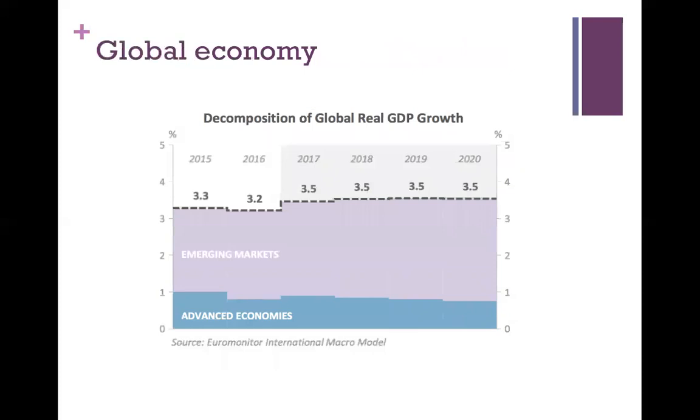So a bit more information about the global economy. Euromonitor International also records some increase in terms of global GDP. We expect by 2020 it will be 3.5, whilst the emerging markets will contribute more, and the advanced economies will have a slight decrease, basically. So we expect some emerging markets to participate more in driving the global economy.